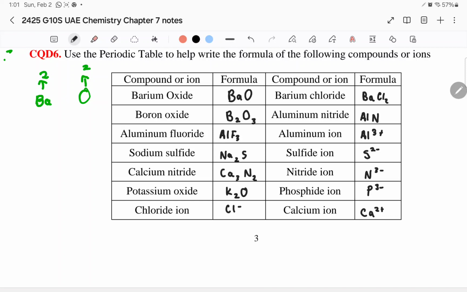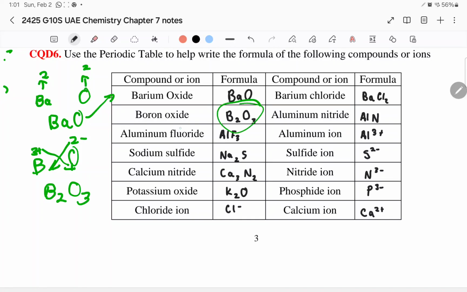So if they're the same number, just write BaO. Now, boron is in group 3, so it is 3 plus. Oxygen is in group 6, so it is 2 minus. What do you do in this case? You give the 2 to the B and the 3 to the O. You're going to get B2O3. And that's how you write it.